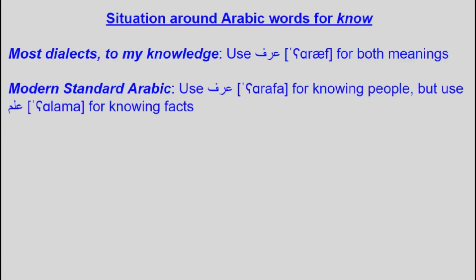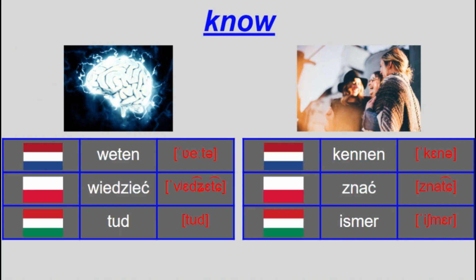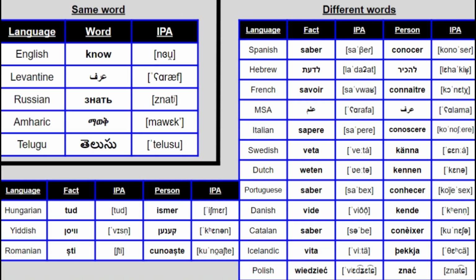Arabic is a trickier situation as most of the dialects use araf for both meanings, but modern standard Arabic only uses it for people while using alam for the facts. The rest of the languages do have different words for the concepts, with Spanish, for example, using saber for facts and conocer for people. Otherwise, there's also Hebrew ladat versus lakir, French savoir versus connaître, Dutch weten versus kennen, Polish wiedzieć versus znać, and Hungarian tud, which also means can, versus ismer. Here's the chart as usual, but I do want to point something out.